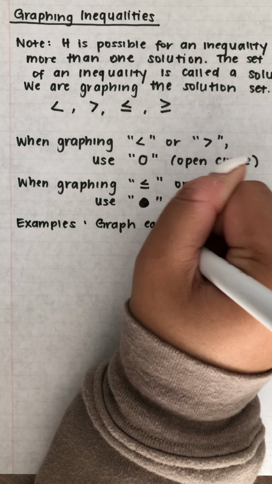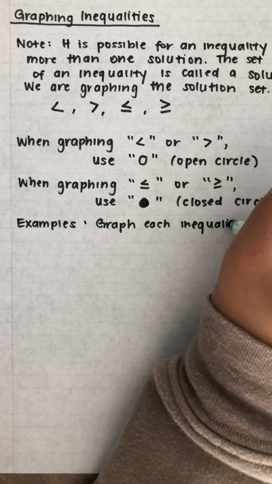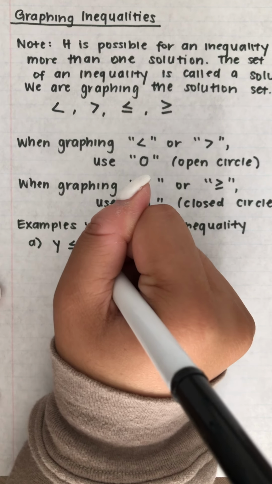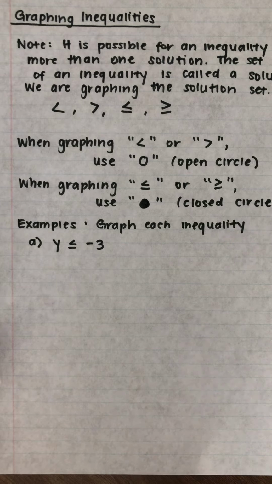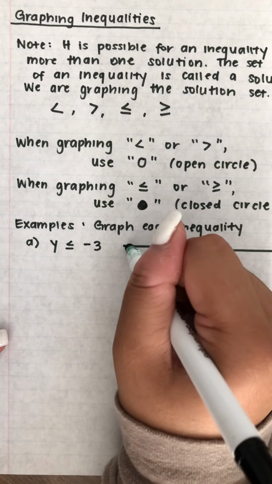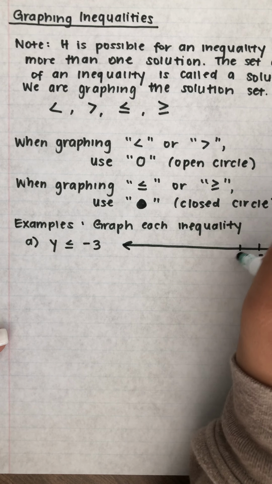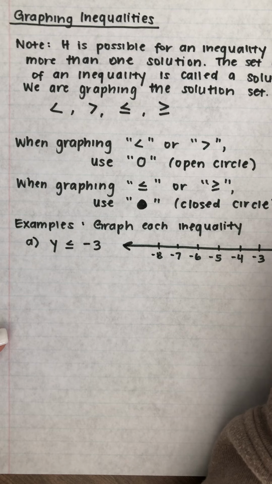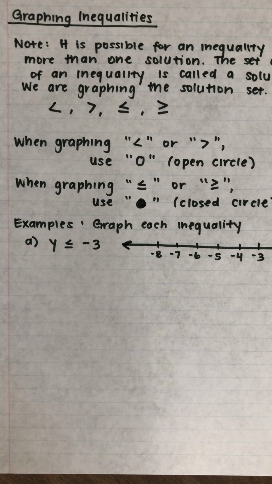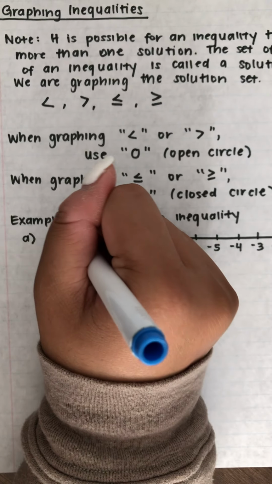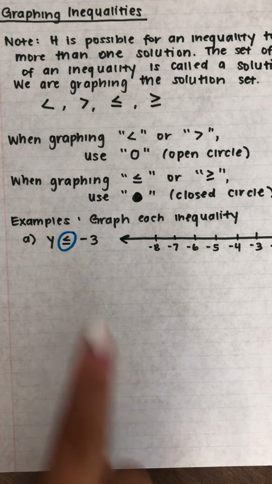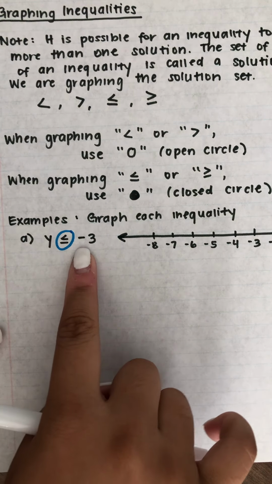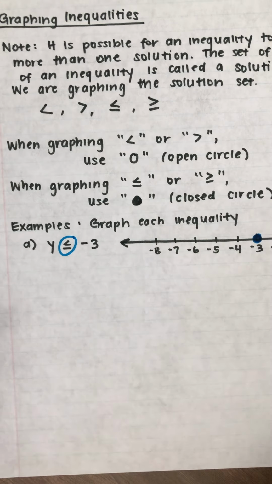So we're going to graph each inequality. So example A says y is less than or equal to -3. So let me just draw my number line real quick. All right. Let's go ahead and look at the sign that we're using first. So we see that our sign is less than or equal to. So when we're graphing less than or equal to, we're going to go ahead and use a closed circle on the number that it's telling us. So on -3, we're going to put a closed circle.